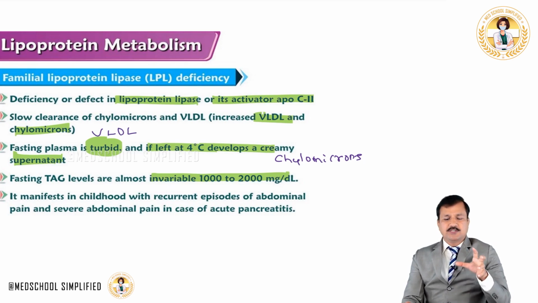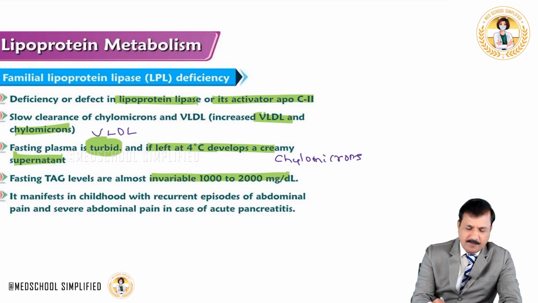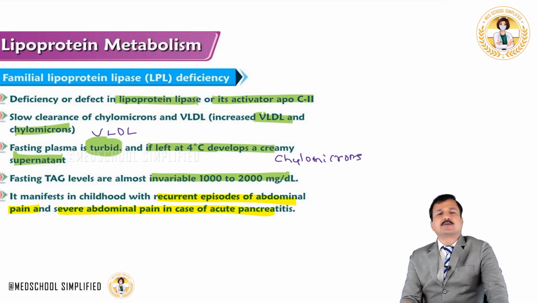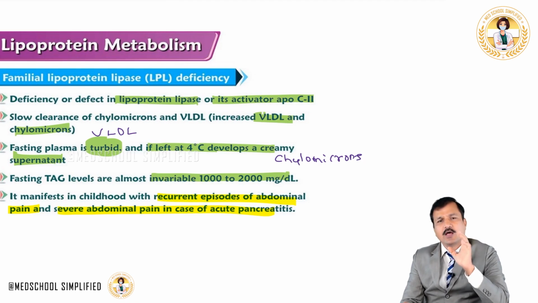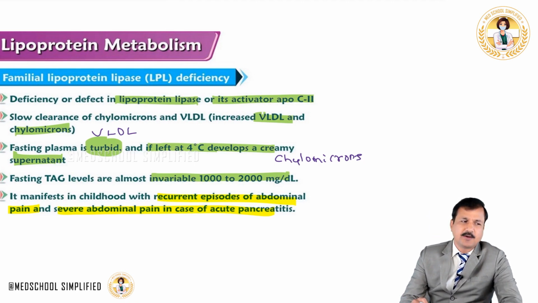And also the manifestation of this condition happens in childhood, where there will be recurrent episodes of abdominal pain, and the severe abdominal pain in the condition is because of acute pancreatitis, because hypertriacylglycerolemia, because of elevation of VLDL and chylomicrons, will lead to acute pancreatitis and severe abdominal pain.